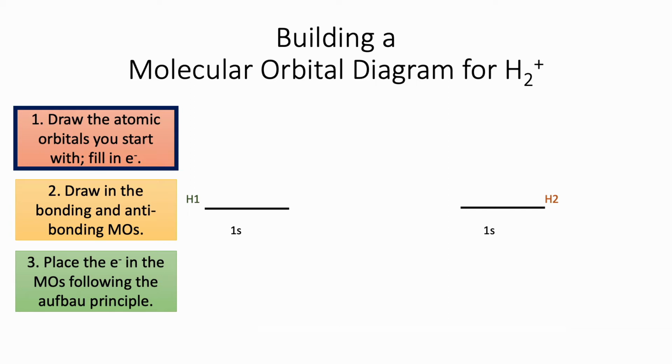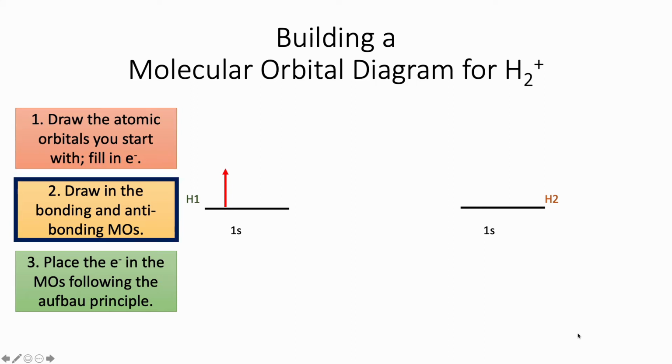And remember, we have an H2 plus. We're starting with one regular hydrogen atom, and then the other one has no electrons, so we're not going to put any electrons in. And now we're going to draw the bonding and anti-bonding molecular orbitals. As we talked about before, this has a sigma bonding orbital, which is lower energy, and a sigma anti-bonding orbital, which is higher energy. Remember, the lower energy something is, the more stable it is.